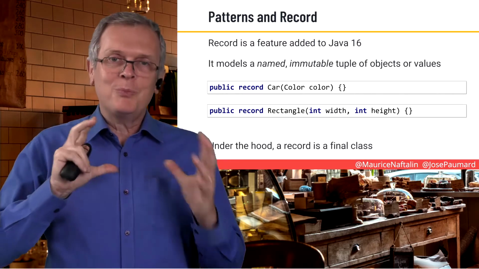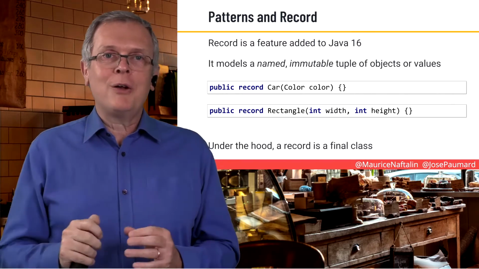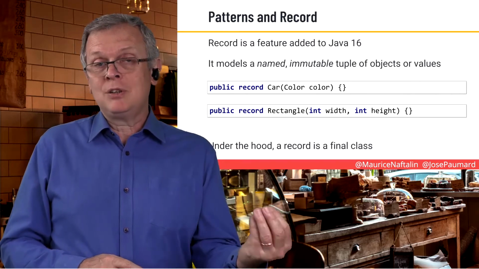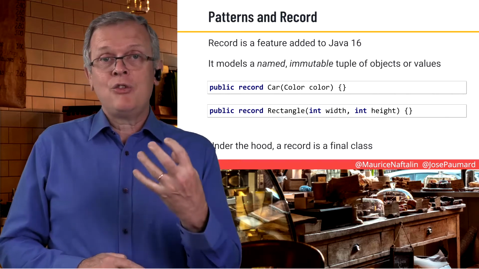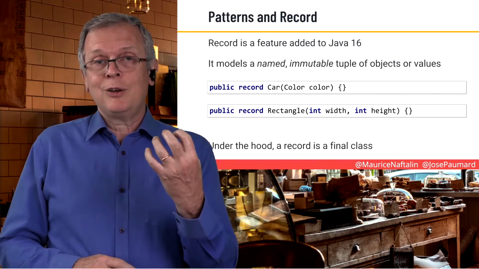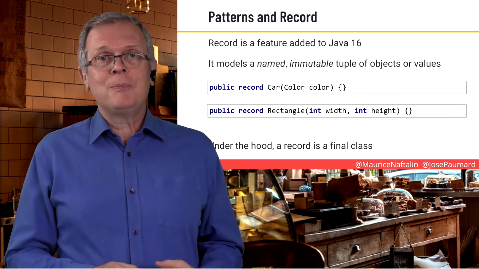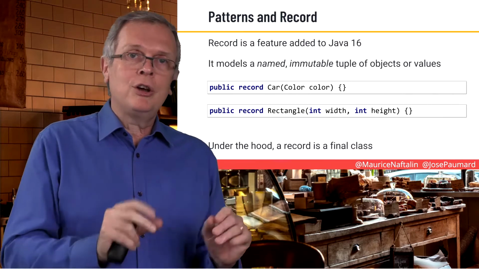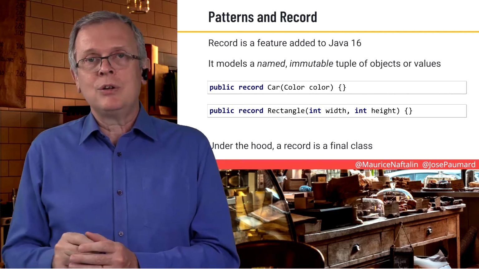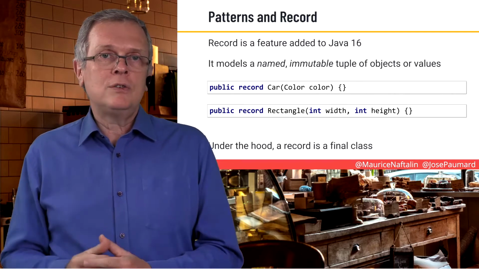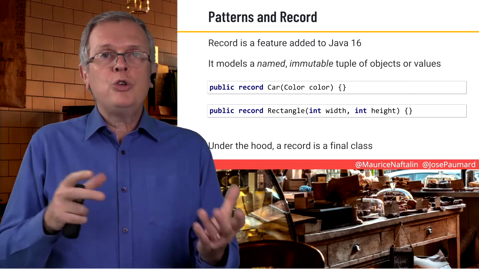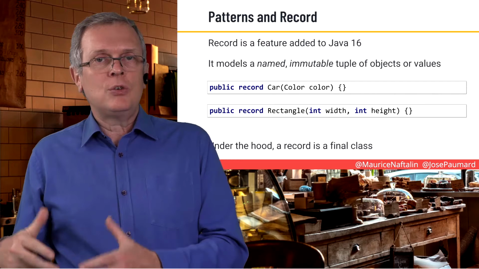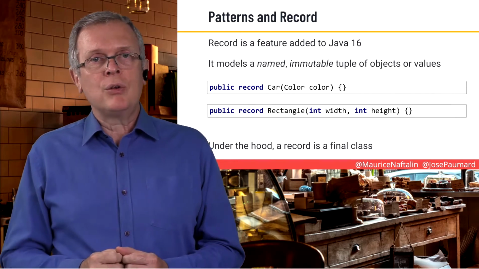Now, you can wonder how records are related to pattern matching. Well, in fact, you saw deconstruction patterns in Pizza and Scala, and records are just the perfect concept to handle deconstruction. So, to declare a record, you just need to write that. Public or not, record Car, this is the name of the record, and then color, and color is just the component of this record. Or you could write public record Rectangle, int width and int height, which are the two components of the Rectangle record.